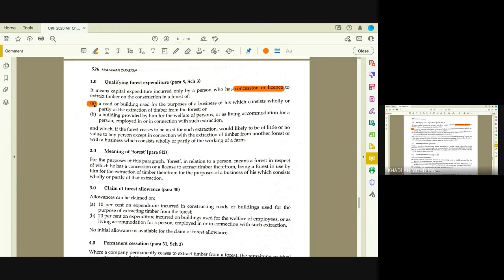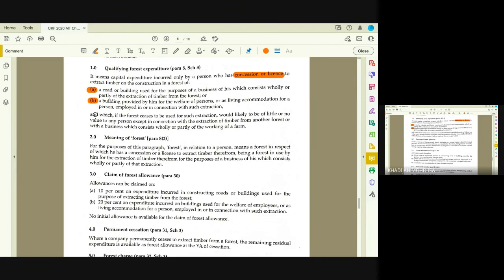So if you incur expenditure for building a road to the forest so that you can transport your extracted timber, or you build an office building, for example, in the middle of the forest, all these costs are qualifying forest expenditure. Or a building provided for the living accommodation or welfare of persons working in the forest, in which, if the forest ceased to be used for extraction, it would likely be of little or no value.